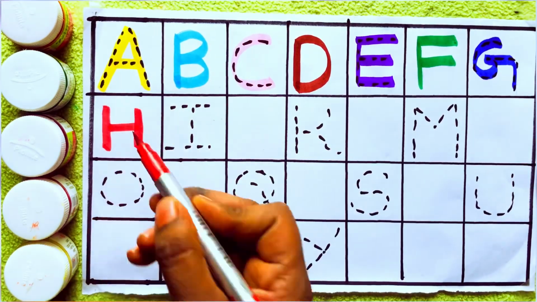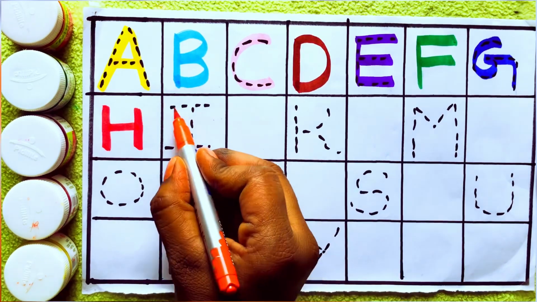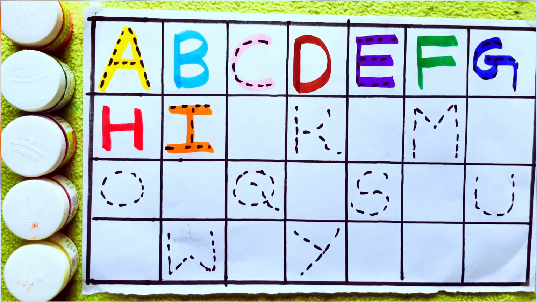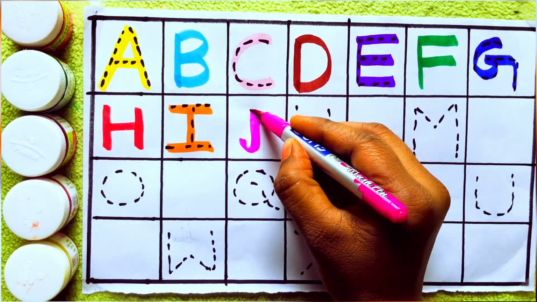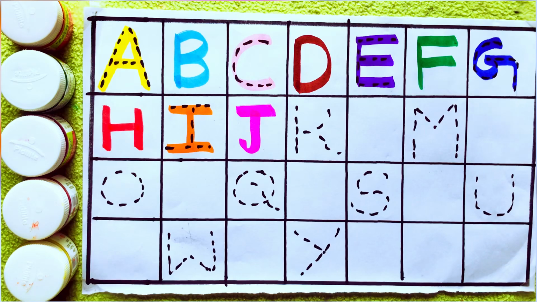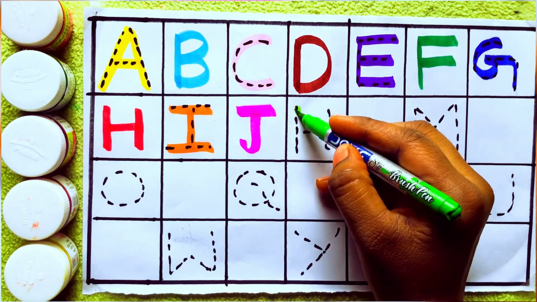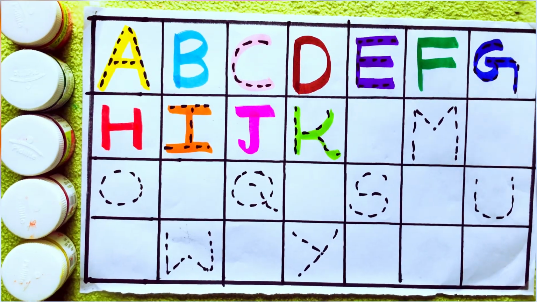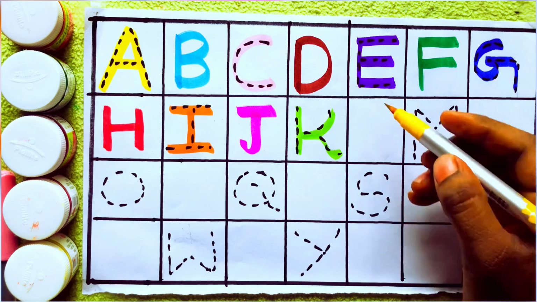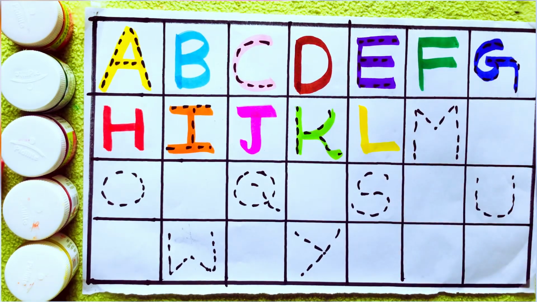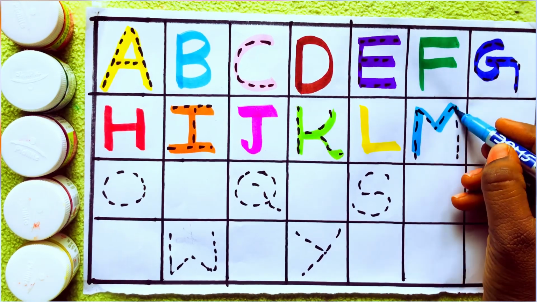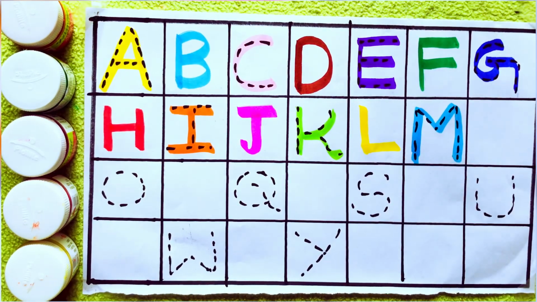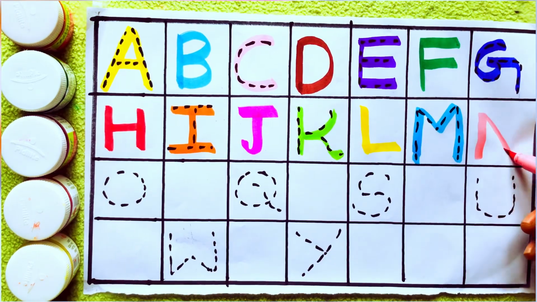H for hat. I for ink. J for jar. K for kite. L for lion. M for mango. N for nest.